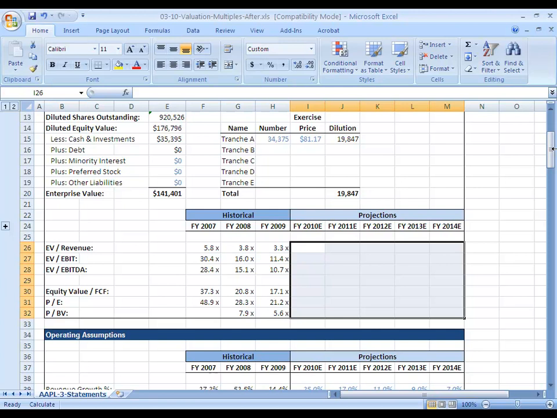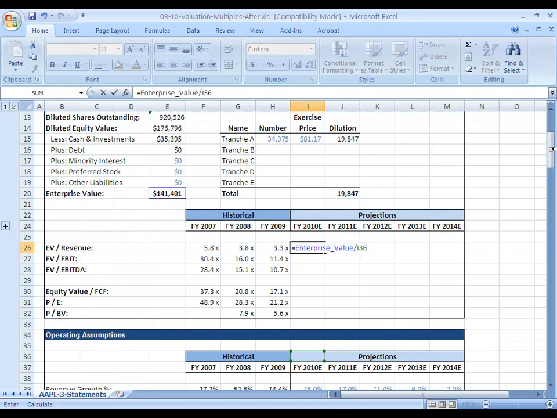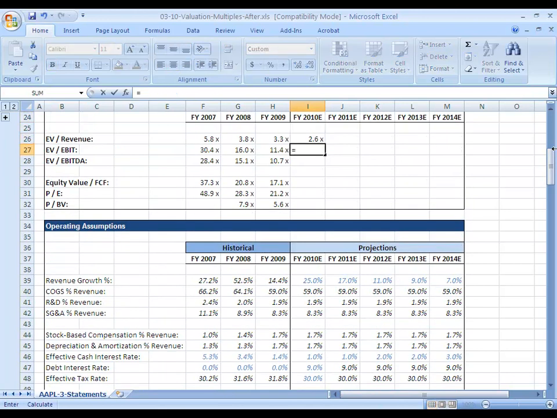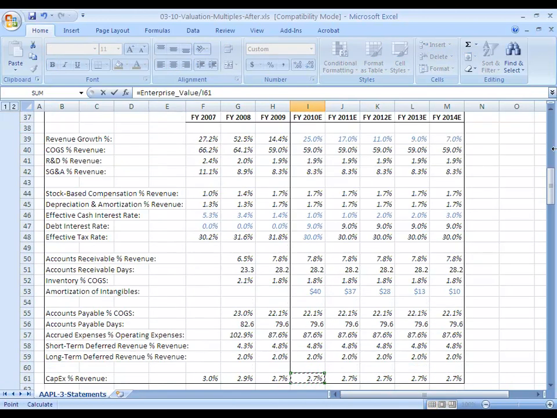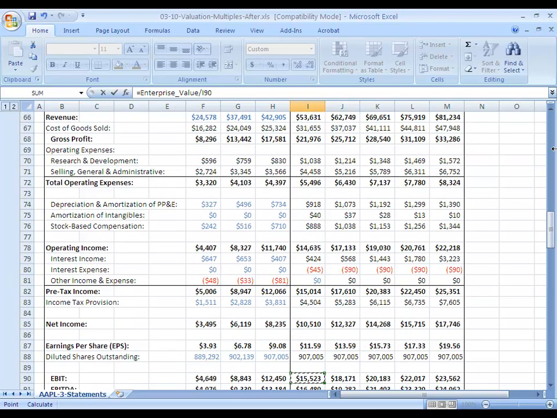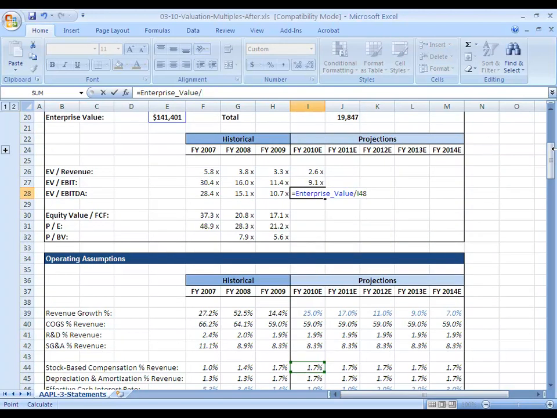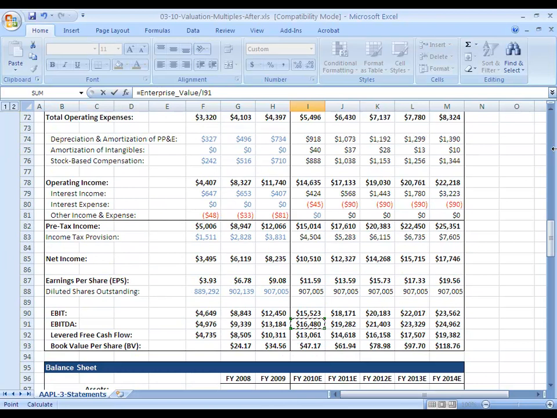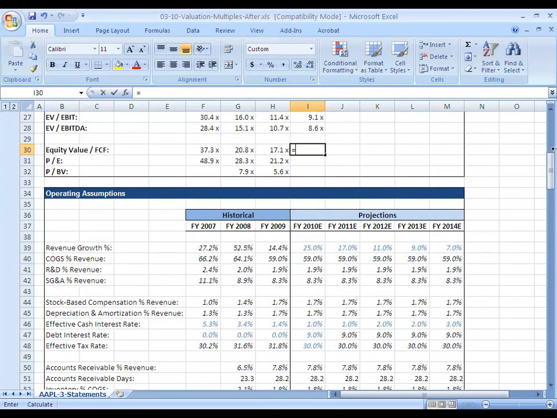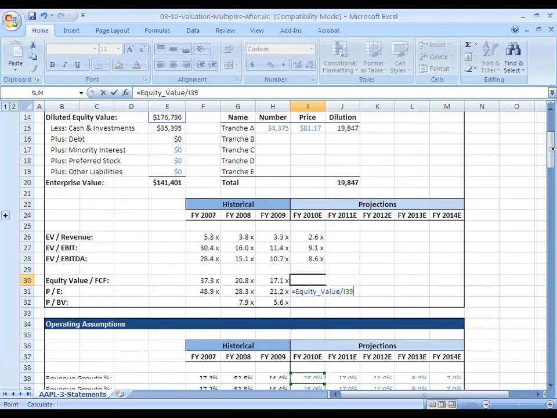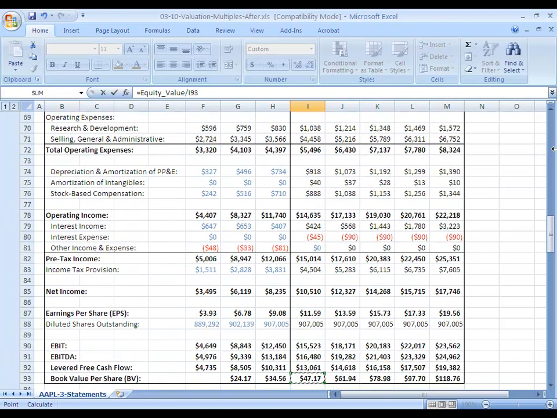Okay, good. So let's go through this now, and I'm just going to show you 2010. First thing here, we're going to take enterprise value and then divide it by revenue on the income statement. Then we're going to take enterprise value and divide it by EBIT on the income statement. Then we're going to take enterprise value and divide it by EBITDA on the income statement. Then for this next set of multiples, we're going to take equity value and then divide it by free cash flow on the income statement.